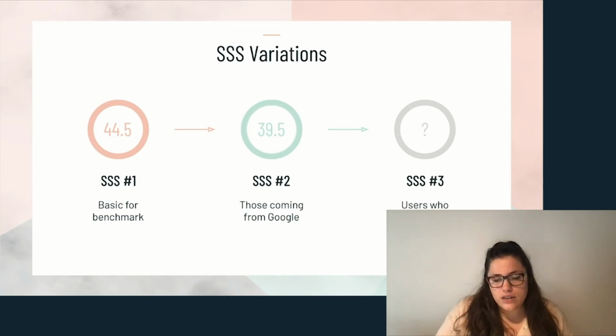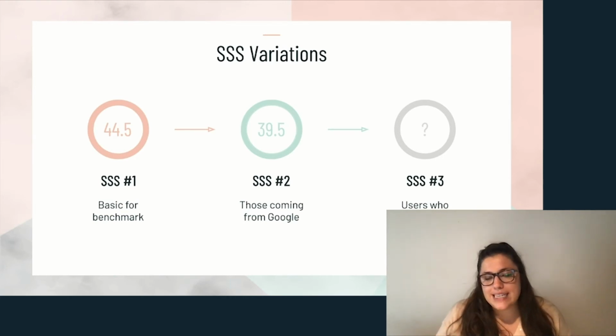Next we decided, okay, I can't really take any action from the basic self-service score, but what if we look at the self-service score from people coming only from Google? So they come from Google directly to our knowledge base and then submit a ticket. And that self-service score is 39.5. That's about a 5-point difference, but that's still a significant difference for us to look into and say, what is different about the experience for people that are overall on our knowledge base, and those that are specifically coming from Google?